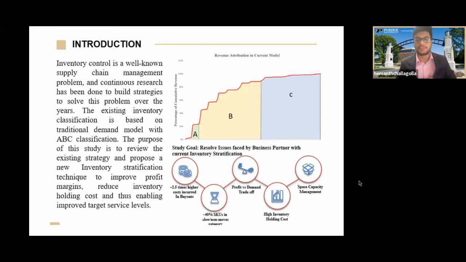Some of the major concerns regarding inventory management are higher buyout costs; the majority of items having less demand or no demand; not being able to decide whether profit or demand should be given higher priority; high inventory holding cost; and poor space management. So in this paper, we are going to talk about different analytical models which help us resolve this issue and allow the business to obtain more profits.